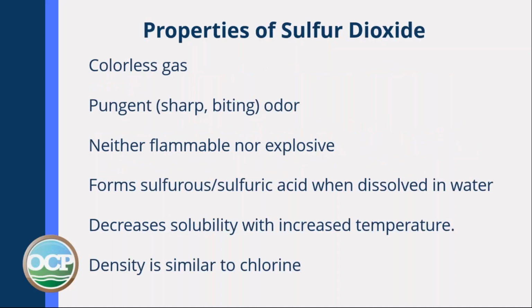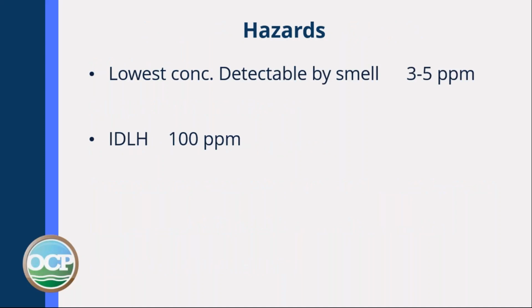Properties of sulfur dioxide: colorless gas, sharp, biting, pungent odor. It's neither flammable nor explosive. Forms sulfurous and sulfuric acid when dissolved in water. It decreases in solubility as the water temperature increases, which is kind of unusual, but it does. Its density is similar to chlorine, so it's a sinker. It's heavier than air. The lowest concentration detectable by smell is 3 to 5 parts per million, and its immediately dangerous to life and health value is 100 parts per million.